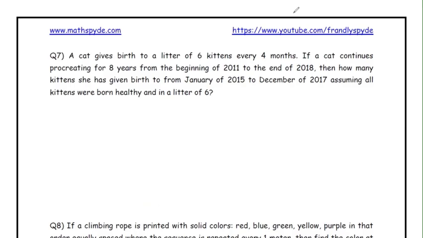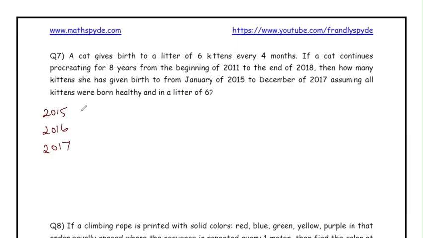A cat gives birth to a litter of 6 kittens every 4 months. If a cat continues procreating for 8 years from the beginning of 2011 to the end of 2018, then how many kittens has she given birth to from January of 2015 to December of 2017? So 2015, all the 12 months, 2016, all the 12 months, and 2017, all the 12 months. Assuming all kittens were born healthy and in a litter of 6.